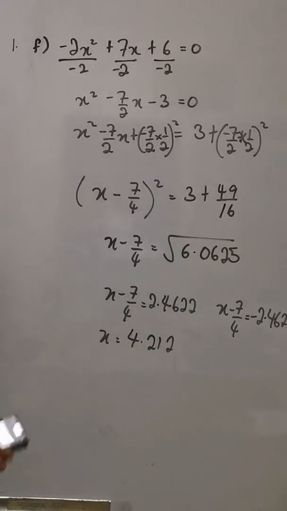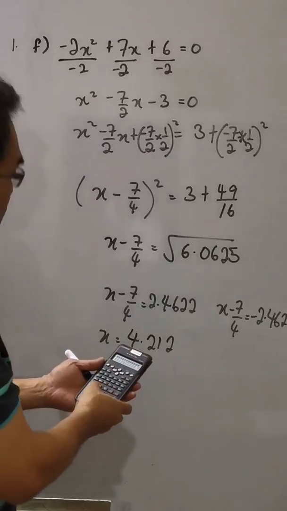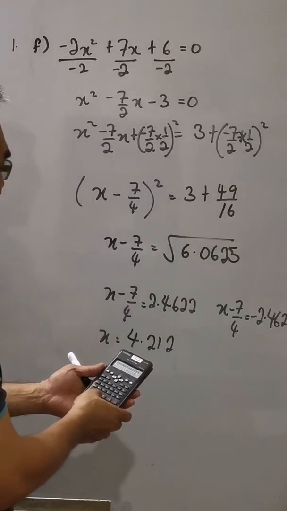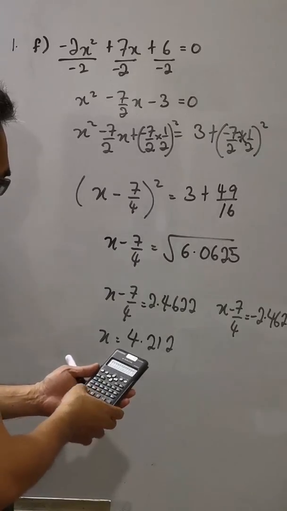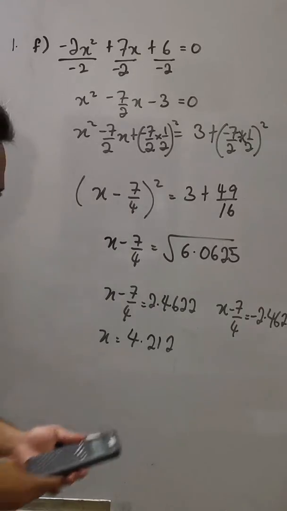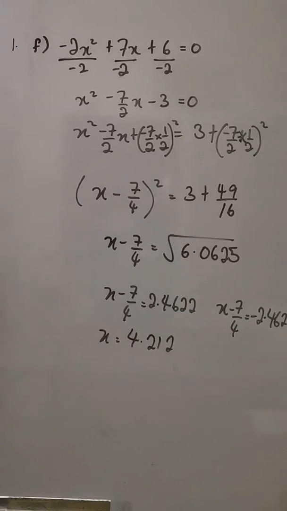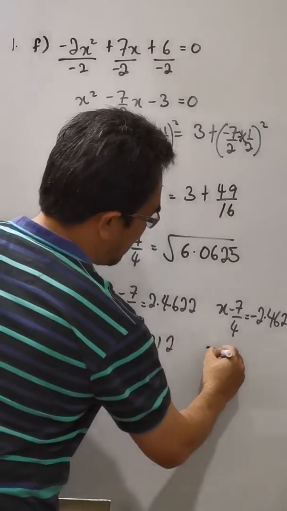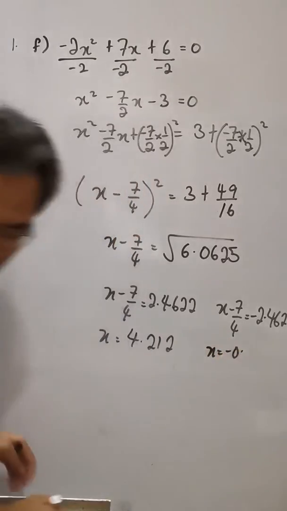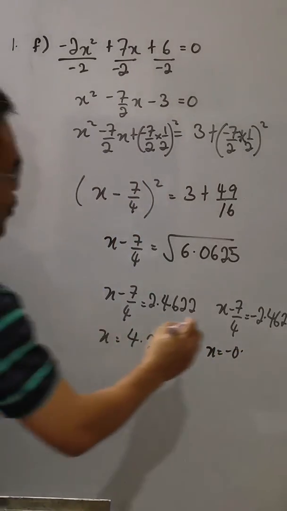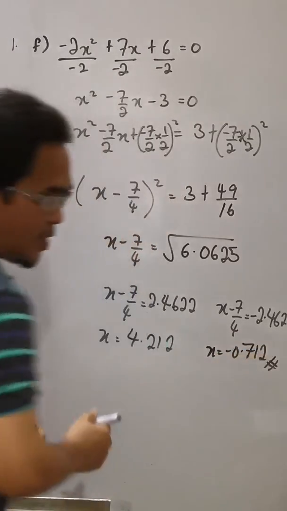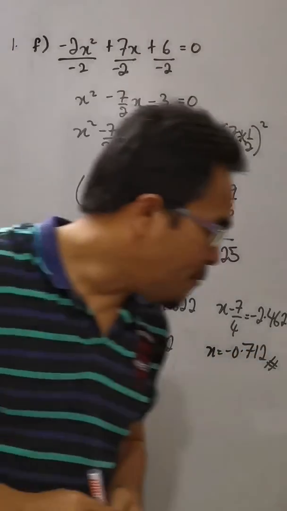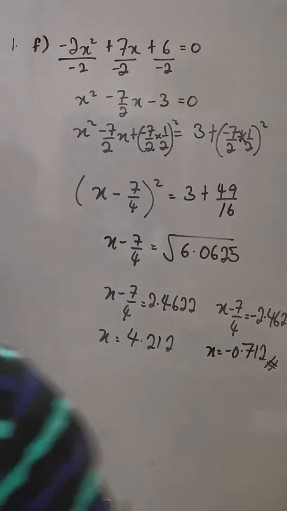Similarly, the other value will be negative 2.4622 plus 7 over 4, which is negative 0.7122. Round off to 3 decimal places. So x will be negative 0.712. Okay, so we finished the self practice 2.1 number 1.